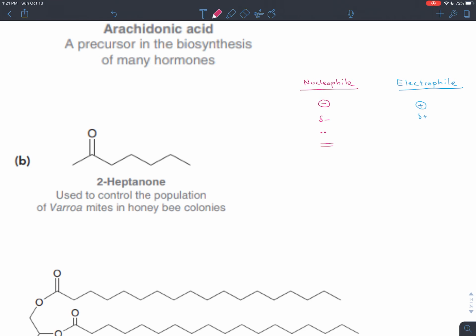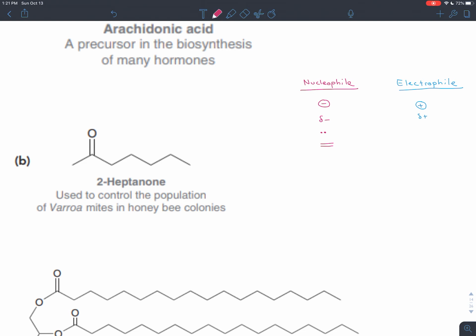So for example, if this is a hormone that attracts these mites, you can daub it onto a wall near the honeybee colonies, but away from them, and all the mites will go to where you've put this molecule as opposed to the honeybee colony.